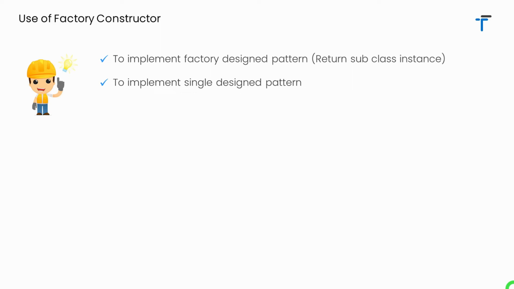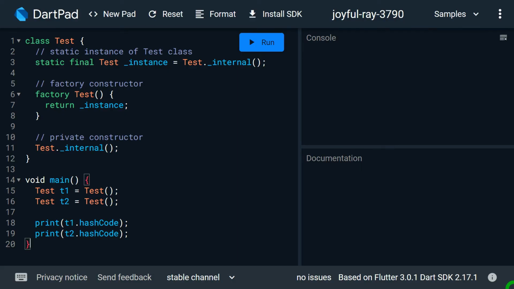Basically, let me explain how we can create a singleton class with some simple example here. There are multiple ways to create a singleton class, with or without the factory constructor. Even by using the factory constructor, there are several techniques to create a singleton class. I prefer the most simple and easiest way to create the singleton class using the factory constructor.